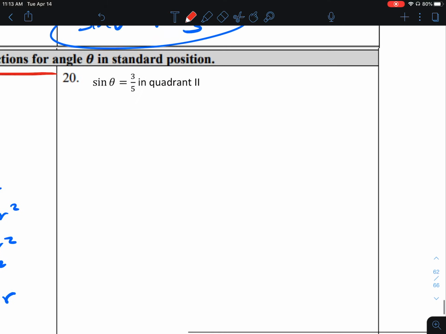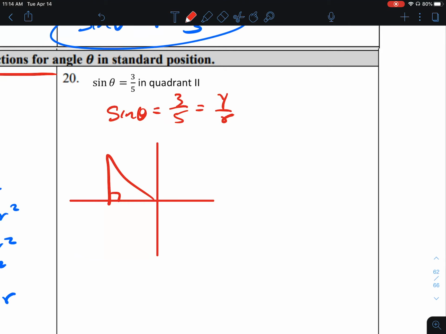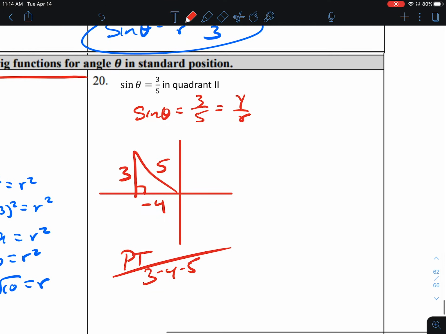20. Let's end with a Pythagorean triple, shall we? Sine of theta is 3/5. Sine is y over r. So y is 3 and r is 5. Quadrant 2, draw our reference triangle, label it y and r. X is going to have to be -4. This is a Pythagorean triple, a 3, 4, 5. The reason it's negative is we're going left.